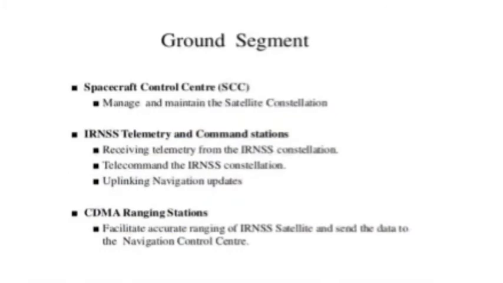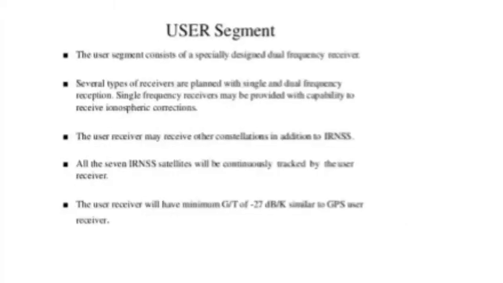Ground segments. The ISRO Satellite Control Centre (ISSC) will manage the maintenance of the satellite constellation and command telemetry. The command stations receive telemetry from the IRNSS constellation and uplink navigation updates with CDMA. Ranging stations facilitate accurate ranging of IRNSS satellites and send the data to the navigation control centers. That covers the ground segment. User segment.